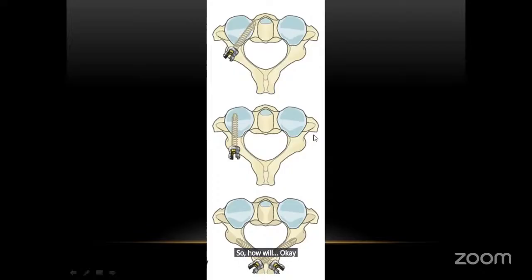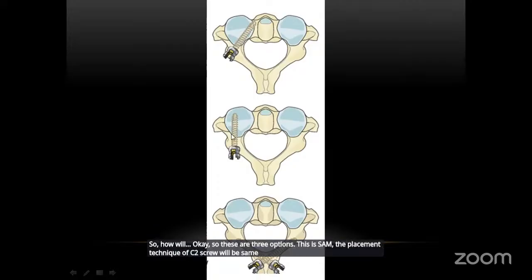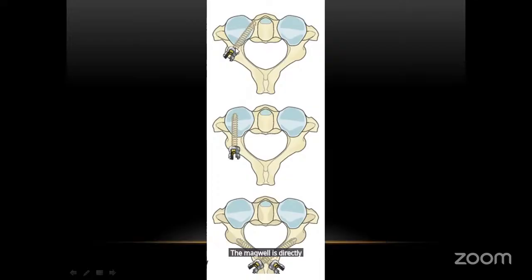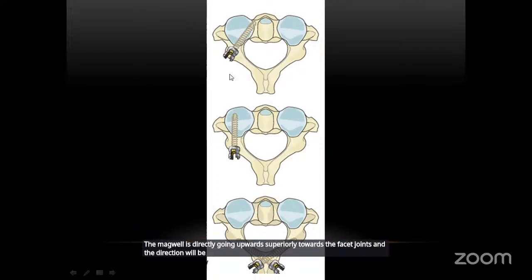Okay, so these are three options. The placement technique of the C2 screw will be the same as that of the transarticular screws in the Goel and Magerl technique. Just the direction will be different, because the Magerl goes directly upward, superiorly towards the facet joints, and the direction will be different in the transpedicular screws.